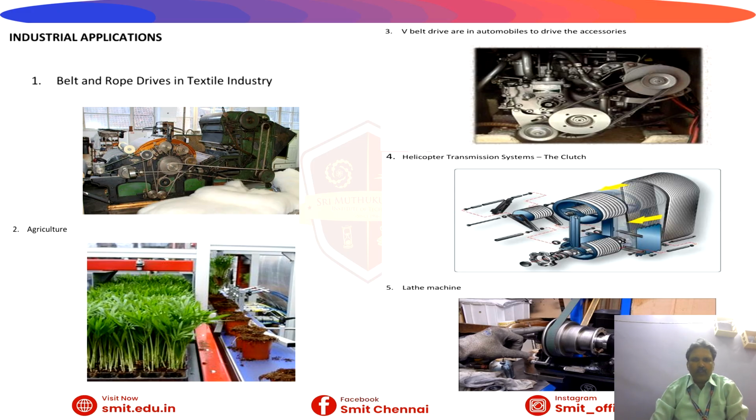Then various industrial applications, we have to look into that slide. We are aware of various industrial applications, that is belt and rope drives in textile industries. Then in agriculture also we are using this type of wire ropes. Then V-belt drives are used in automobiles to drive the accessories. Everybody is aware of that, and the automobile occupies major importance. Then the helicopter transmission system, that is the clutch. Lathe machine, the basic operation. In the lathe machine, without the belt it is not possible to run the machine. It's a very important application.